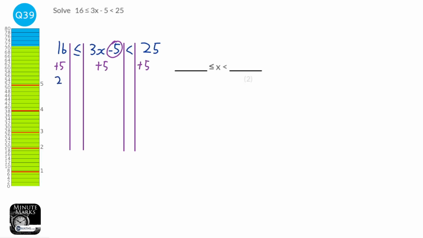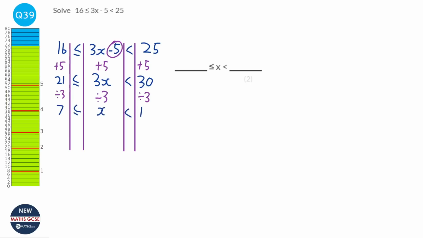So add 5 here, so we'll just leave 3x in the middle, and add 5 to the right hand side. Now we need to get rid of that 3, so we're going to divide by 3, and again we need to do it to all 3 sides. So divide by 3, and divide by 3. So we've got x is greater than or equal to 7, and then we've got 10 is greater than x on the right hand side.